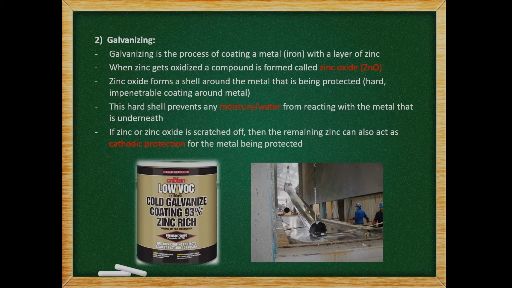The second process is called galvanizing. In this, the metal you are trying to protect, commonly iron, is coated with a thin layer of zinc. When zinc gets oxidized, a compound is formed called zinc oxide. Zinc oxide forms a shell around the metal that is being protected. The hard shell prevents any water from reacting with the metal that is underneath.